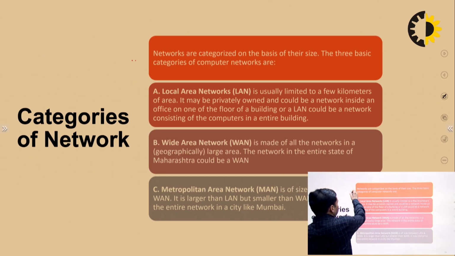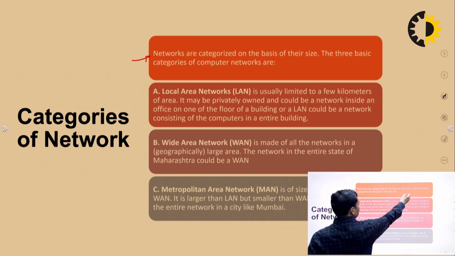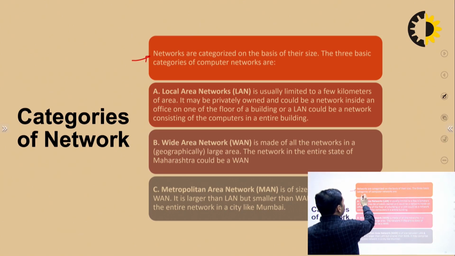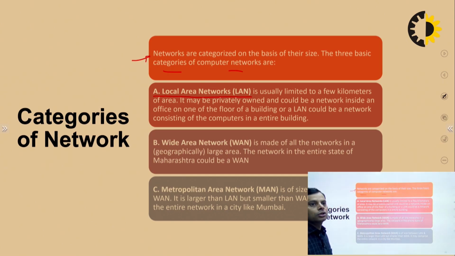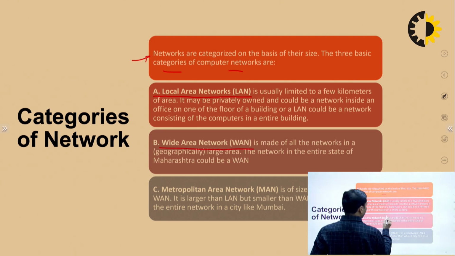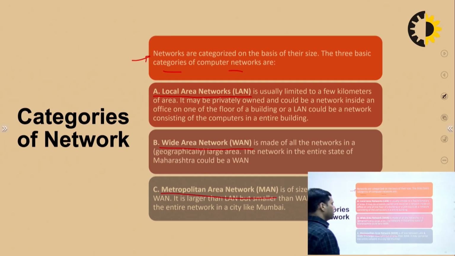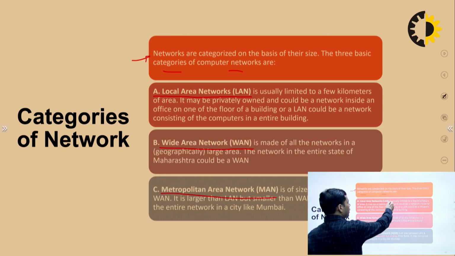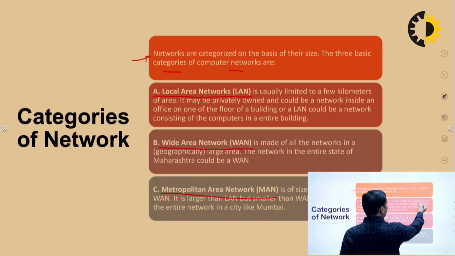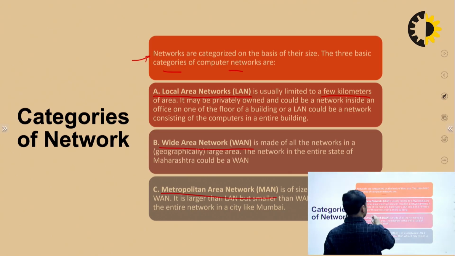Networks are categorized on the basis of their size. The three basic categories of computer networks are: the first one is local area network, LAN; the next one is wide area network, WAN; and the third one is metropolitan area network, MAN. A local area network is usually limited to a few kilometers. The restriction is on area.